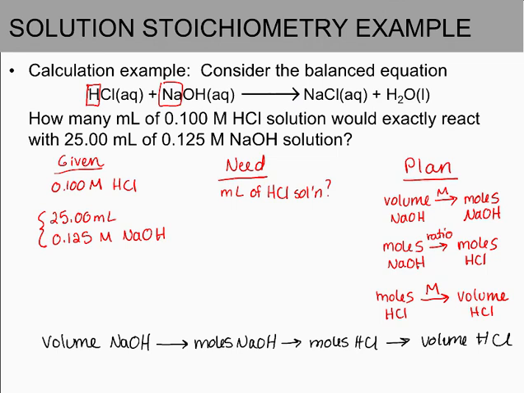To go from volume of NaOH to moles of NaOH, we're going to use the molarity instead of molar mass. Then to go from moles of NaOH to moles of HCl, again, we're just using the ratio between them. And in the last step, we're also using the molarity, but this time for HCl. So very similar to calculations we've done before, but we're just using slightly different tools to get to the answer.